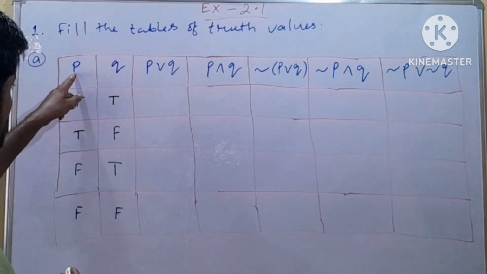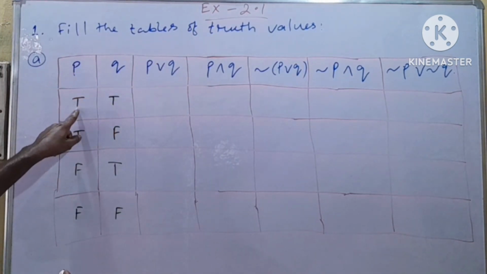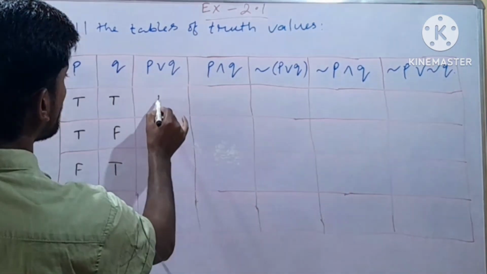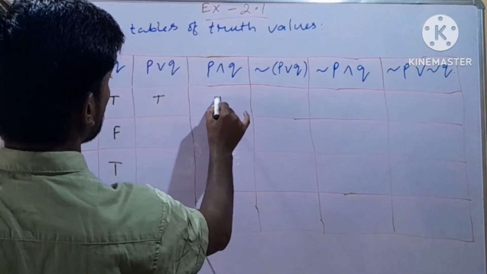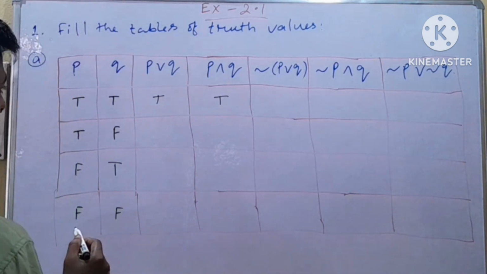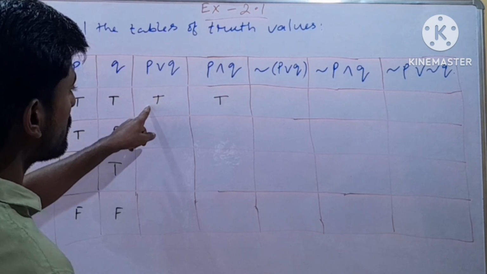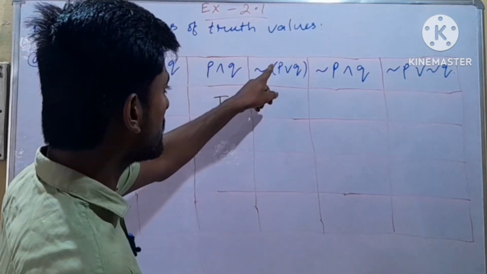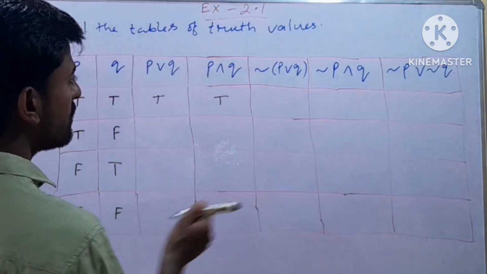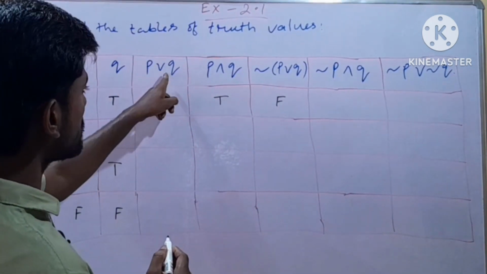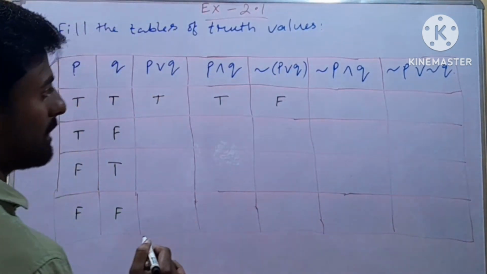Now since here first row P is true, Q is also true, so disjunction will be true, conjunction of P and Q will also be true. Now since disjunction of P and Q is true, so negation of disjunction of P and Q will be false. Since it is true, so negation of this will be false.